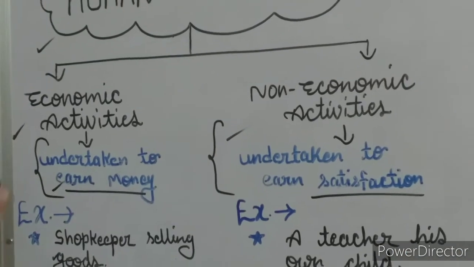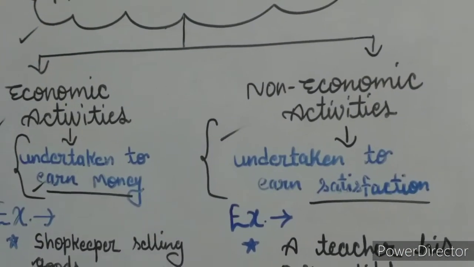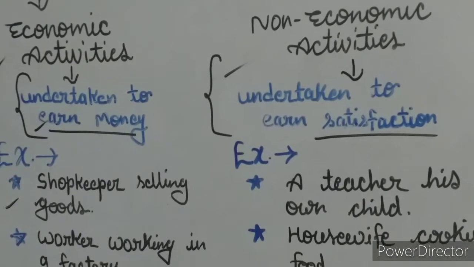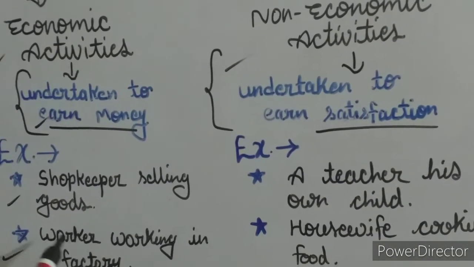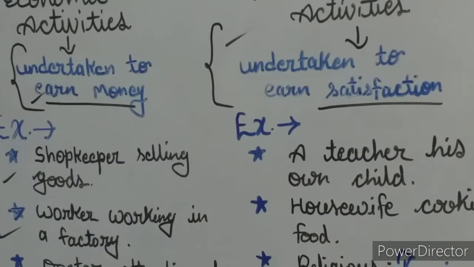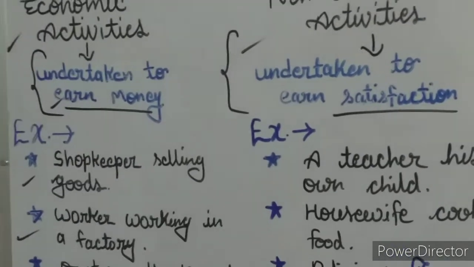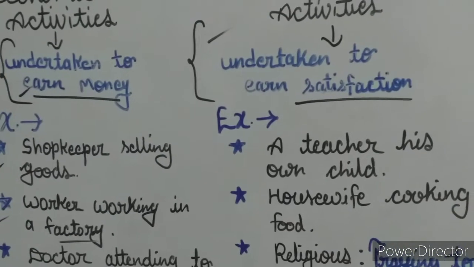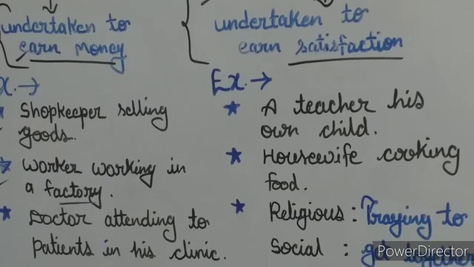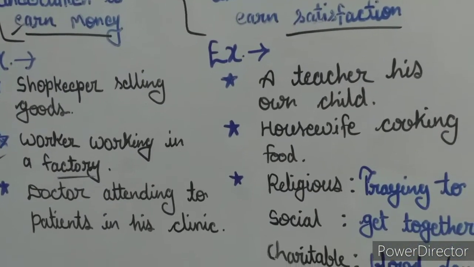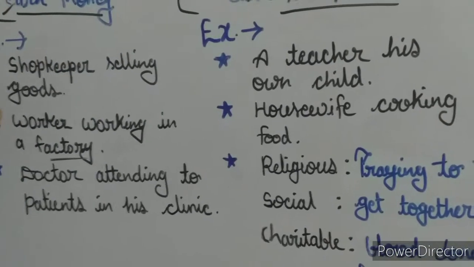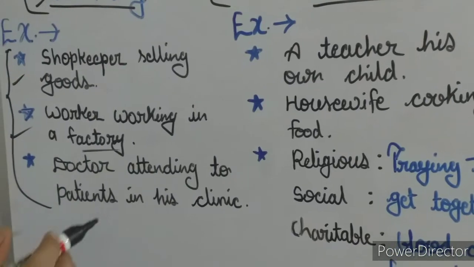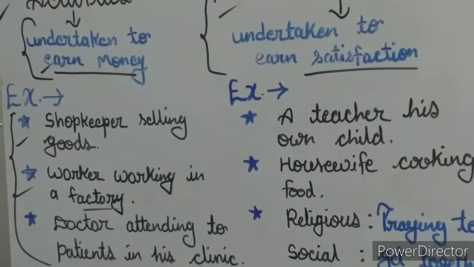So we can see some examples here. Shopkeeper selling goods. Why is a shopkeeper selling goods? To earn money. Then a worker working in a factory. Workers are working in a factory to earn money, right? Then a doctor attending to patients in his clinic. Why is the doctor attending the patients? For earning money only. So all these activities belong to earning money, right?